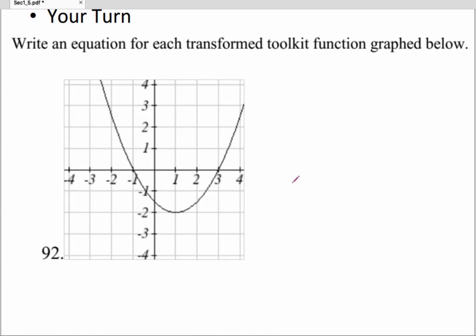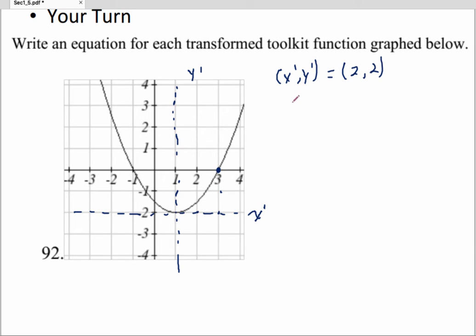Okay, write an equation for the transformed toolkit function. Okay, same song, second verse. Come in here. Here is my x prime, y prime. Here's my translated coordinate system, that x prime, that y prime, okay? So from here, I noticed that I went over 1, 2, and up 1, 2. So this ordered pair right here in x prime, y prime is at 2, 2. Okay, so why do I need that?